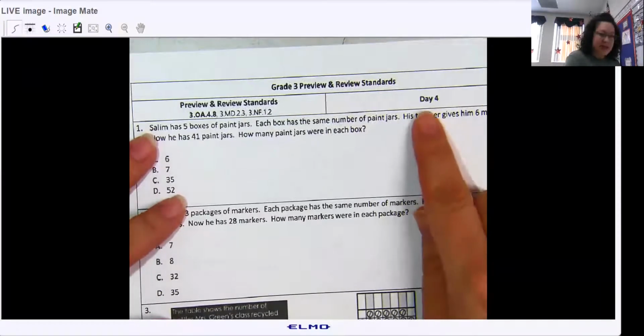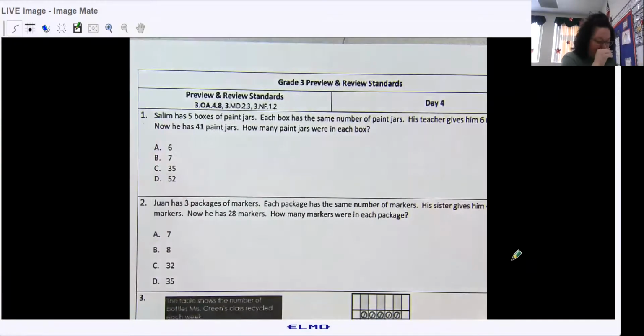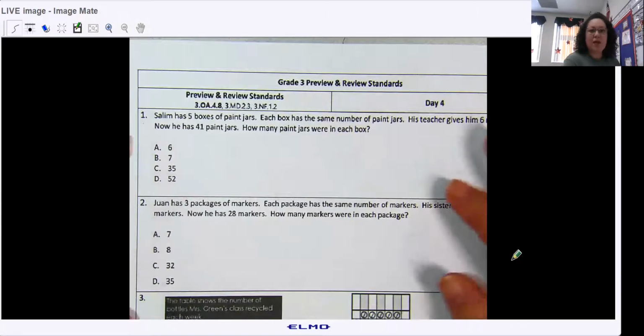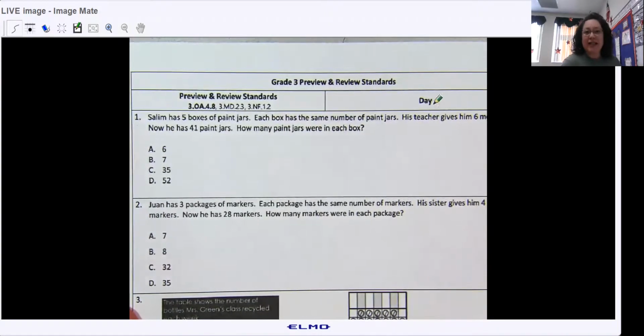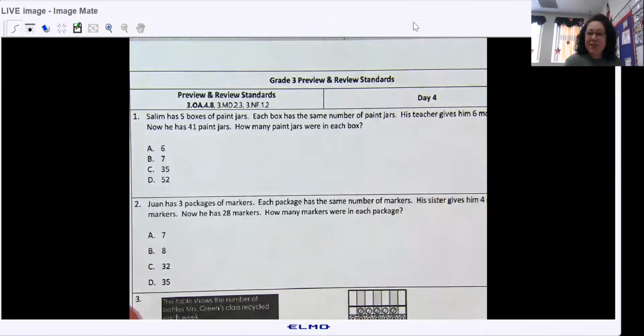So you should have both your math packets, and we are going to do day 4 of the grade 3 preview and review. This one where it says day 4, we're going to do that today together. And then you will work on the warm-up packet on your own to get that extra added practice. All right, we'll just jump right on in.